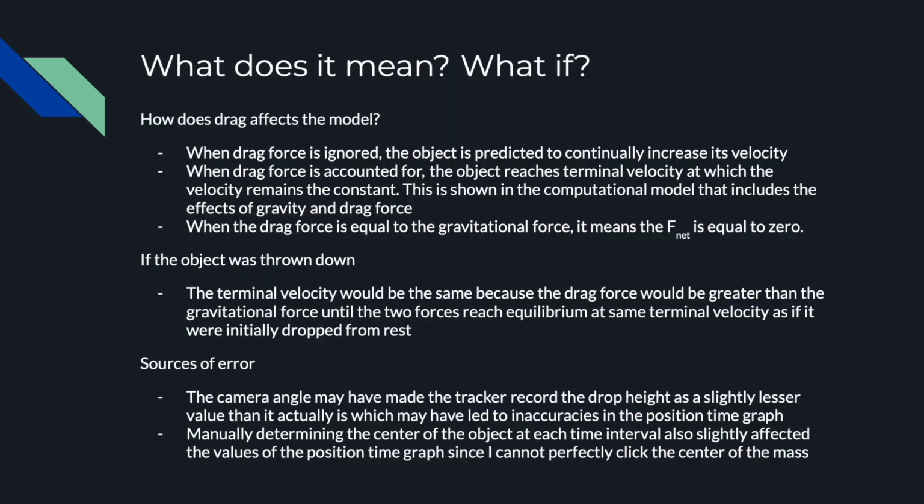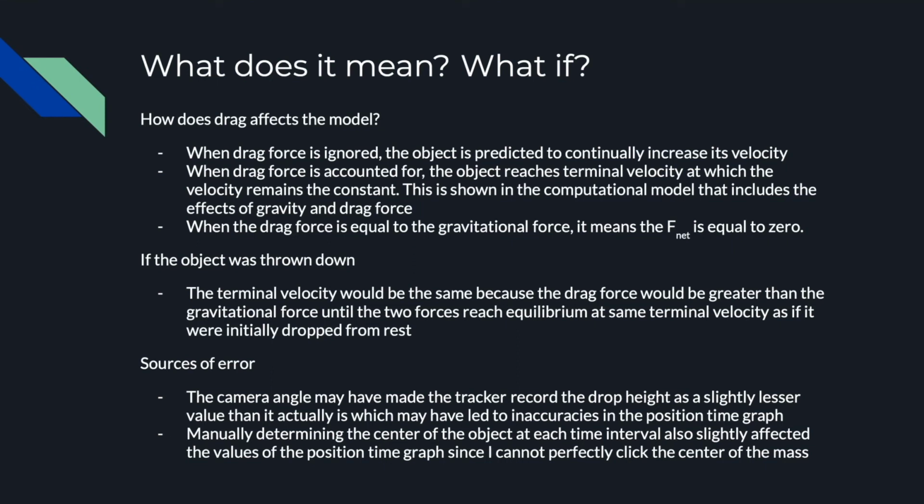How does drag affect the model? When drag force is ignored, the object is predicted to continually increase its velocity. When drag force is accounted for, the object reaches terminal velocity at which the velocity remains constant. This is shown in the computational model that includes the effects of gravity and drag force. When the drag force is equal to the gravitational force, it means that F net is equal to 0.